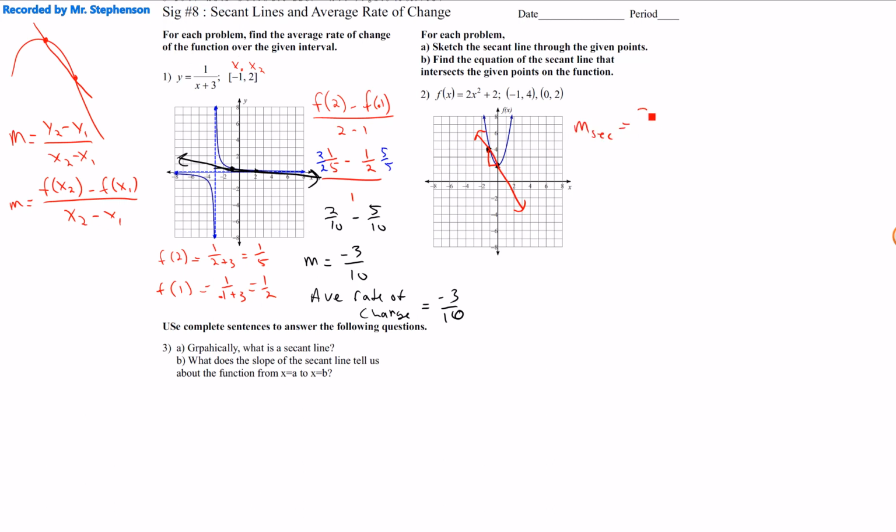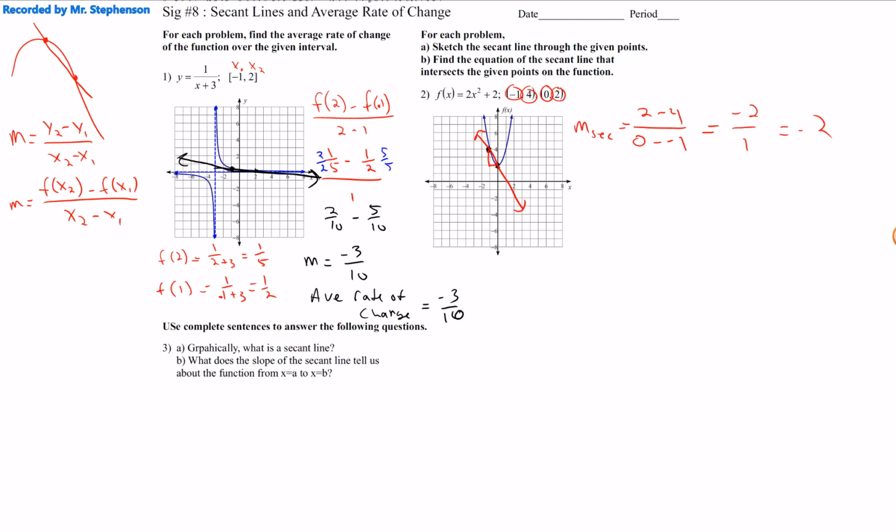We're going to do 2 minus 4, right? We're simply using this 2 and that 4, over 0 minus negative 1. We use that 0 and that negative 1, and we get negative 2 over 1, which again we see is that negative 2 there.